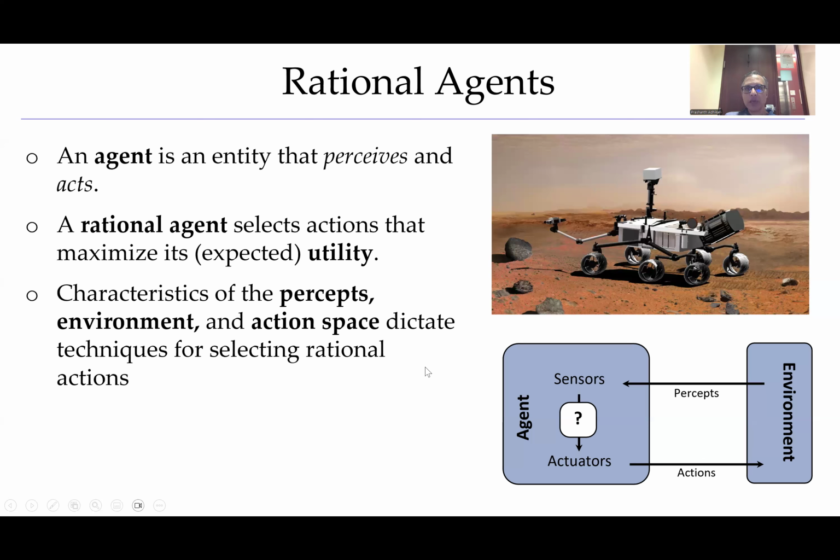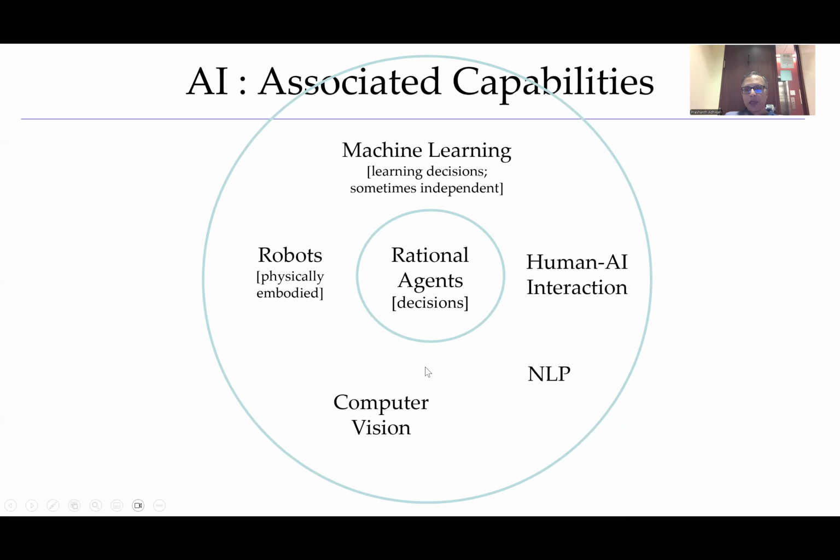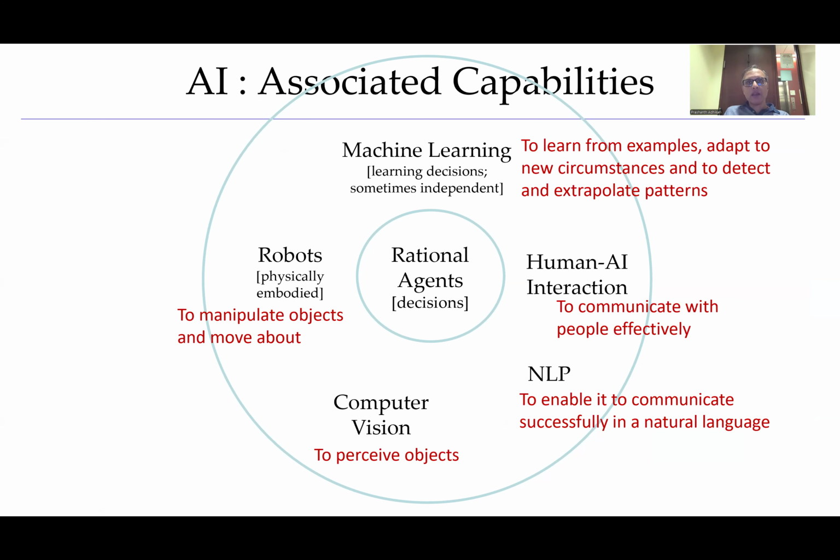So the key point is that when we're talking about rational agents, if our goal is to build rational agents, there are certain capabilities that are needed, all of which are capabilities demonstrated by humans or by living beings. These are capabilities like learning: learning from examples, adapting to new circumstances, and detecting and extrapolating patterns. That is one of the attributes.